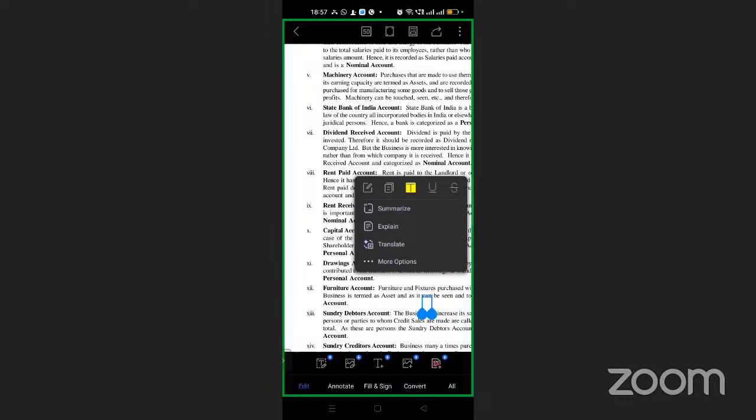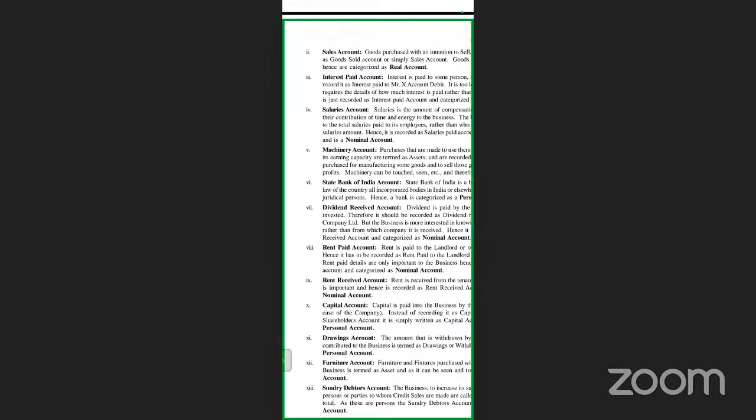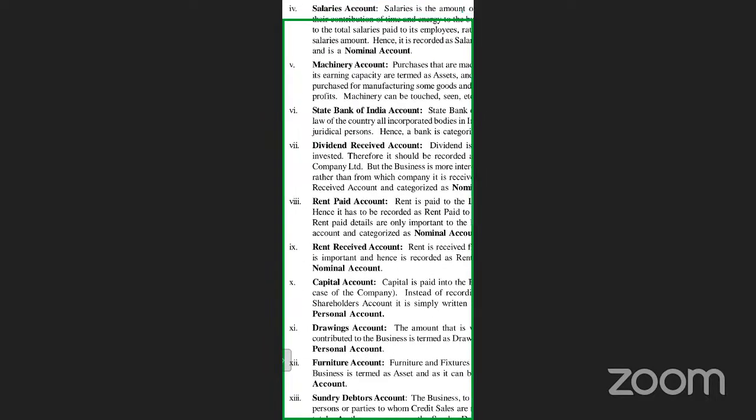Next, drawing is also a personal account. Why? Because if the owner is taking anything from the business, anything taken by the owner or withdrawn from the business, either in the form of cash or kind, who is taking that? A person is taking. So it comes under personal account. Furniture is which account? It's a real account. Furniture, yes, we can touch and see.